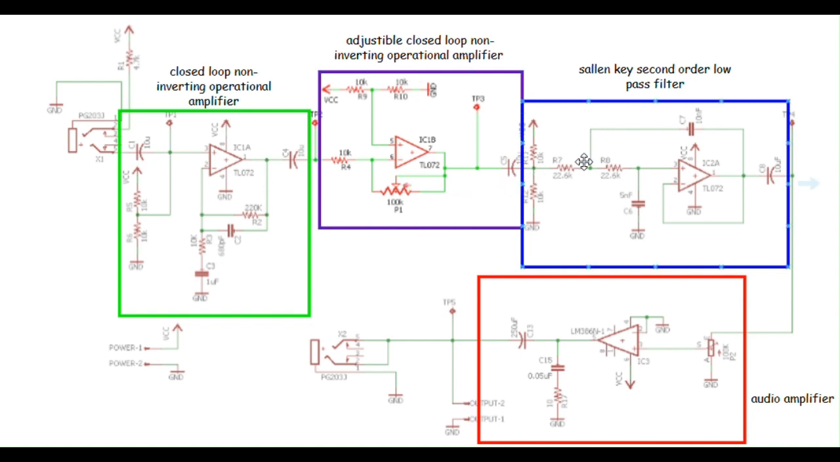After that, it is led to an op-amp that's configured in a Sallen-Key second-order low-pass filter, which allows low frequency to pass through while blocking high frequencies. And finally, it is connected to an audio amplifier, which further boosts the signal for it to become measurable.